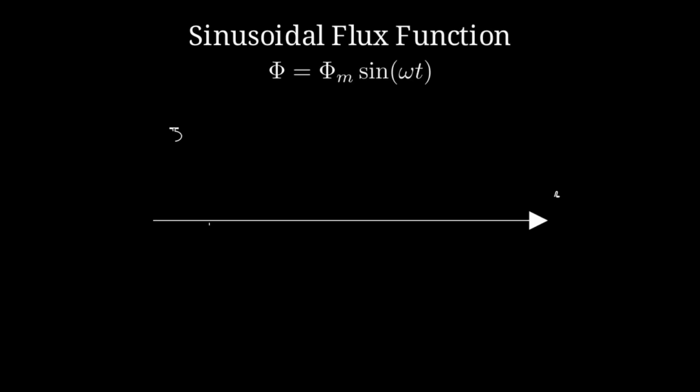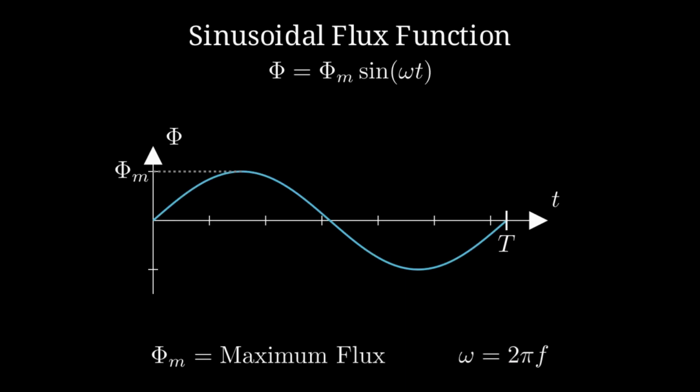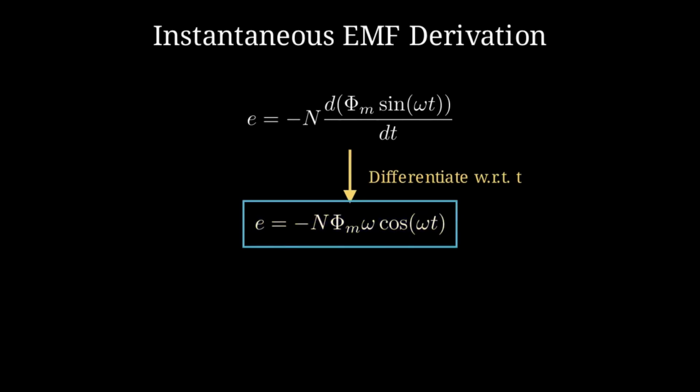To derive the EMF equation, we define the instantaneous flux as phi equals Φmax times the sine of omega t. Here, Φmax is the peak magnetic flux and omega represents the angular frequency, which is 2 pi times the frequency. By substituting our flux equation into Faraday's law, we differentiate the sine function. This results in the instantaneous EMF, which is negative N times Φmax times omega times the cosine of omega t.